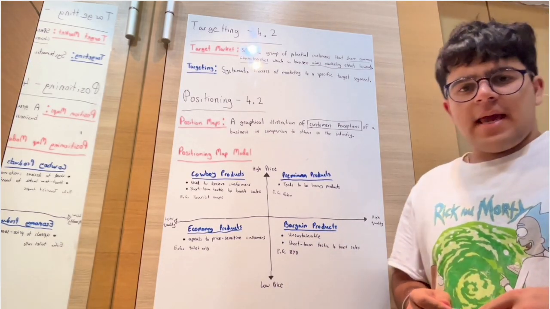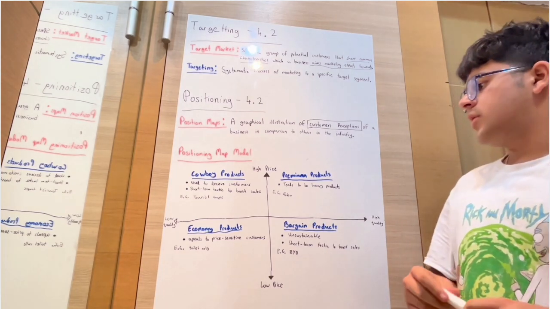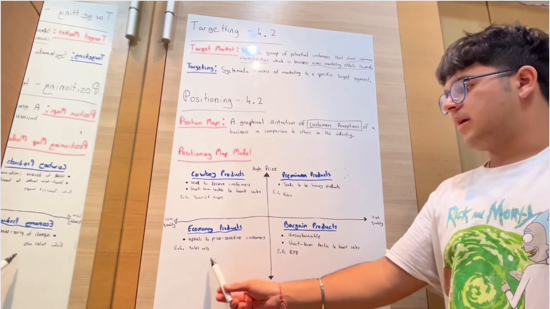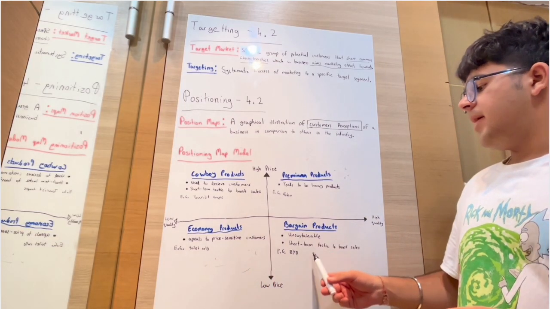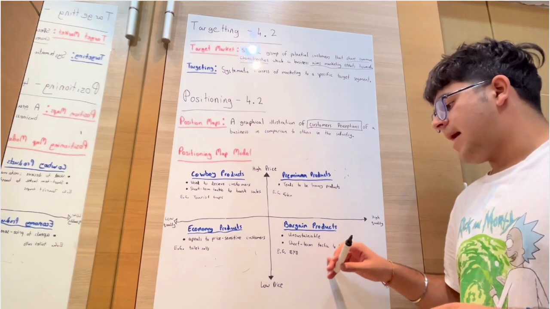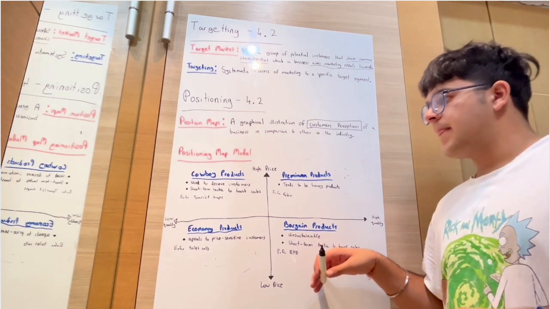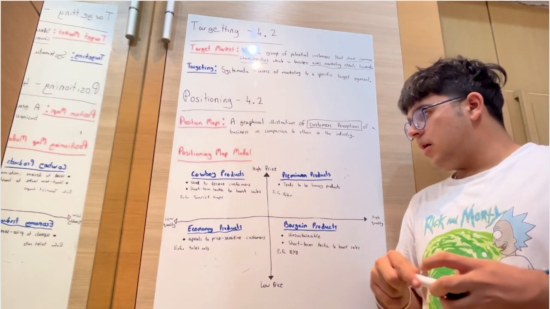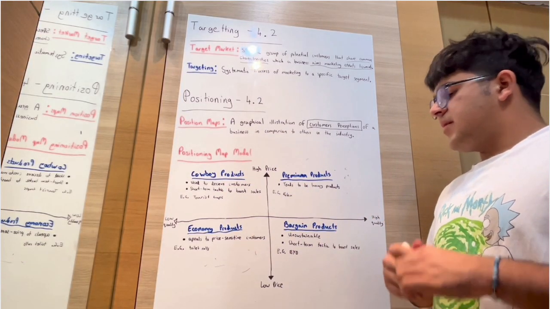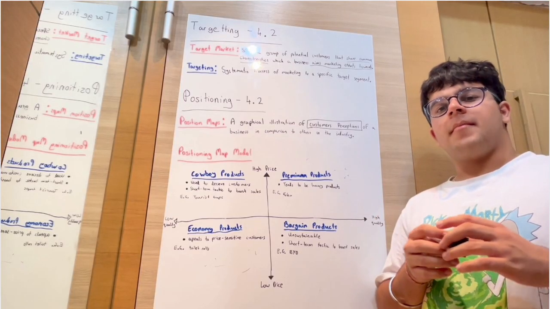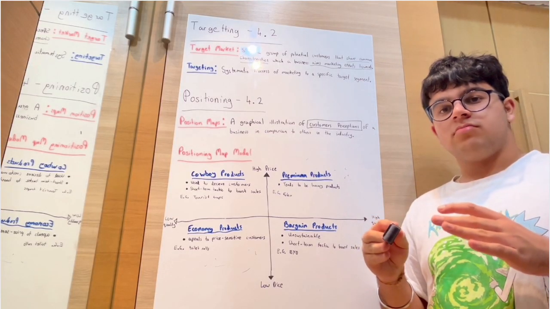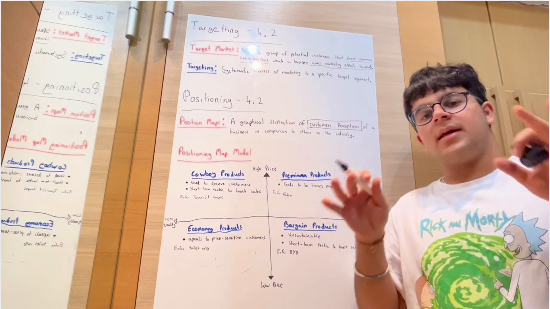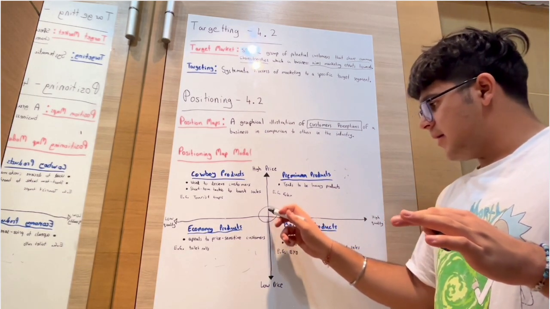Now, as a business, you would want to try to be in the premium products, or the economy products. Maybe you can be in bargain products. It's not that bad here. It is still slightly unsustainable. But I think you would definitely not want to be up here. Basically, the main part of a positioning map model is you don't want to be in something called stuck in the middle, right there.